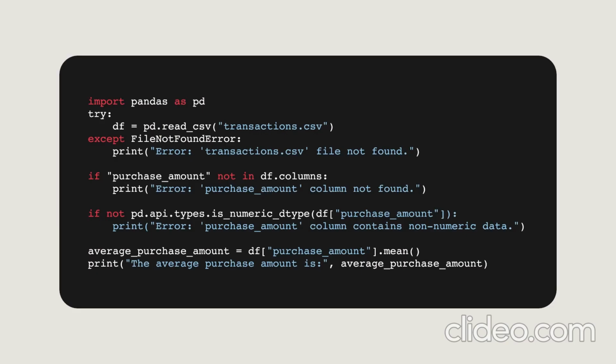This improved code snippet first tries to read the CSV file, but if it's not found, it prints an error message and stops. Then it checks if the purchase amount column exists and contains numeric data. If there's any issue, it prints an error and stops. Finally, if everything is okay, it calculates and prints the average purchase amount. Error handling, clear variable names, and considered efficiency have been added. This shows how human review can turn AI-generated code into something robust and high quality.